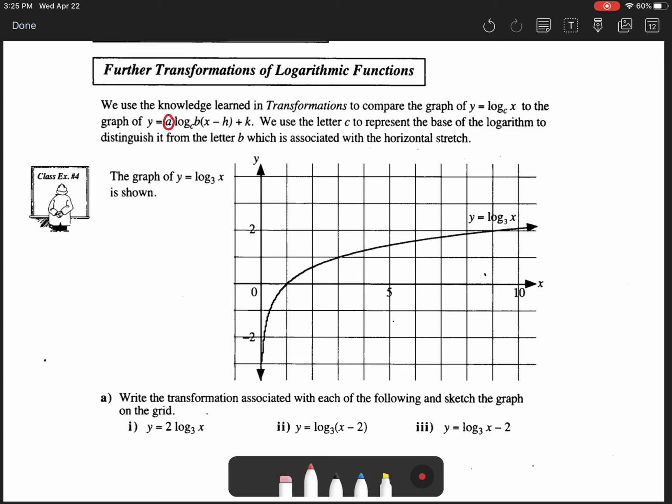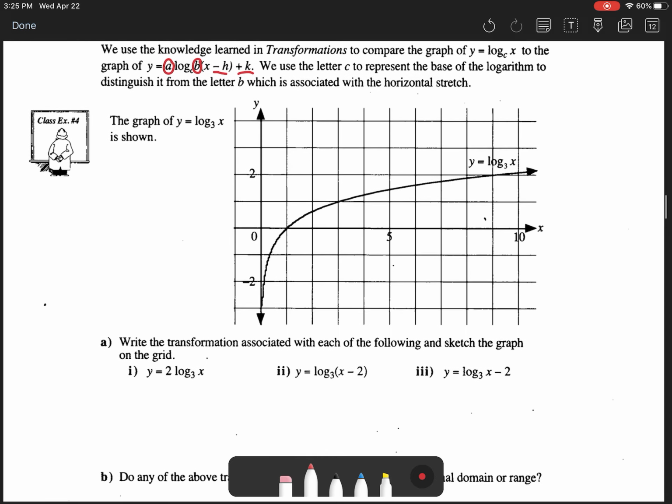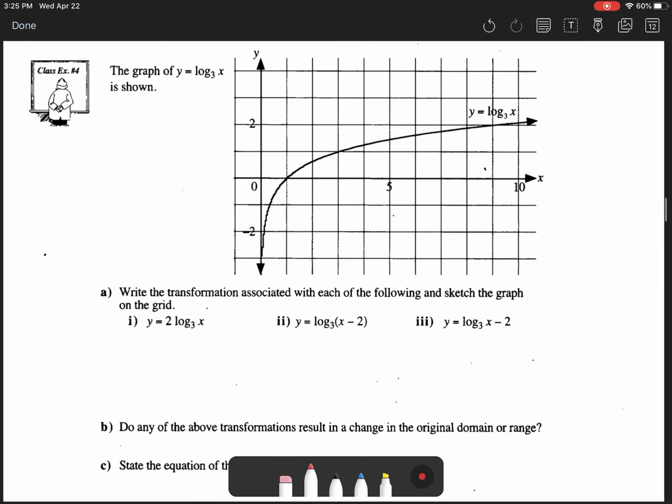All right, we're getting there. Further transformations of log functions. We use the knowledge learned in transformations to compare the graph of y equals log base c of x to the following. So again, A is your vertical stretch, B is your horizontal stretch, H is your horizontal translation, left and right, K is your vertical translation, up and down. We use the letter C to represent the base to distinguish it from the letter B, which is the horizontal stretch. So that's the only reason they use C there.